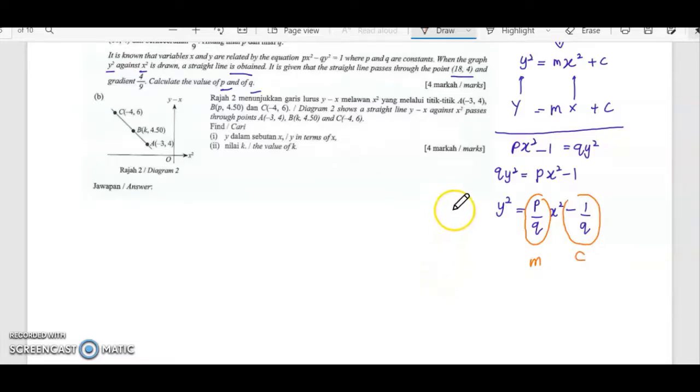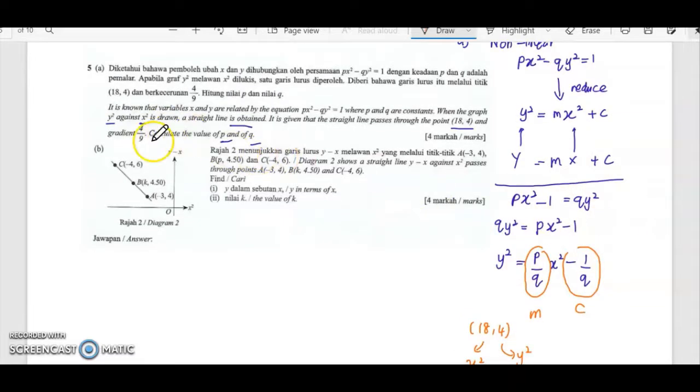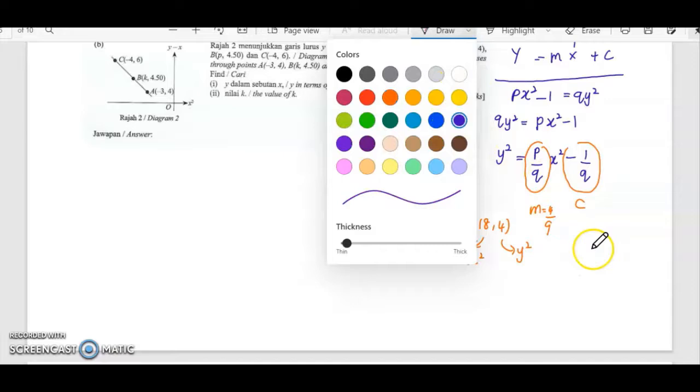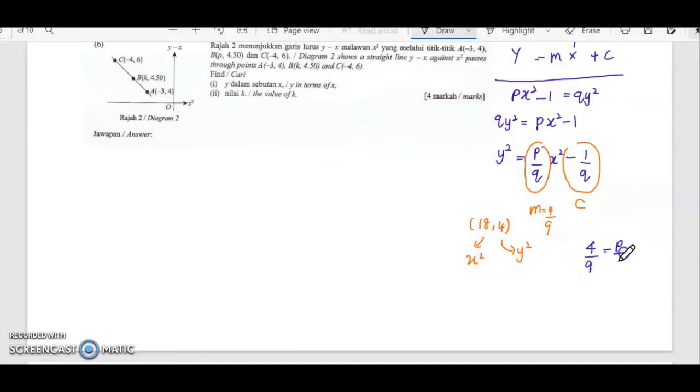Okay, so now given that the straight line passes through the point 18,4, so point 18,4 is actually referred to, 18 is referred to x squared function, and then 4 we refer to the y squared function. Okay, so there is also another piece of information given, that the gradient for this linear function, the linear law here, is equal to 4 over 9. That is the gradient. So we can equate 4 over 9 is equal to P over Q. Okay, so this is another equation.